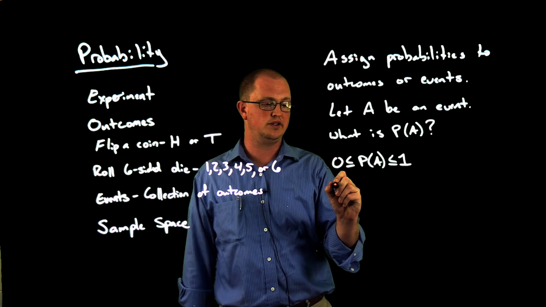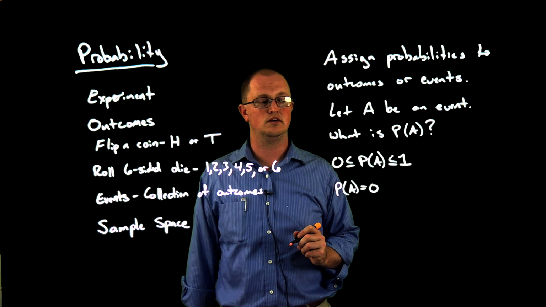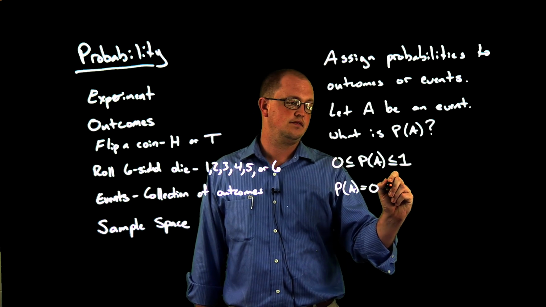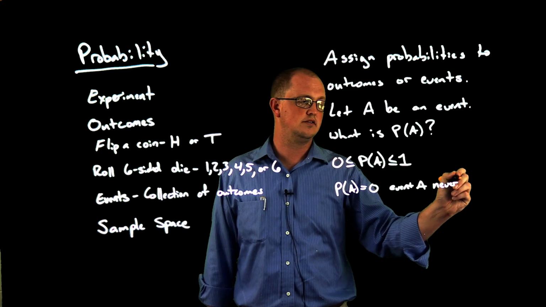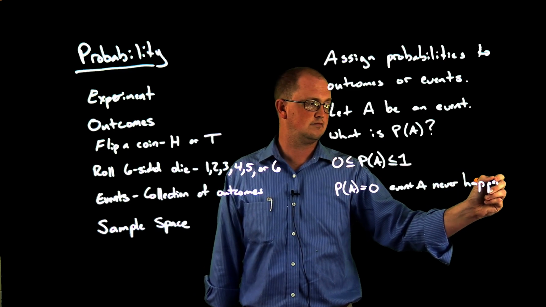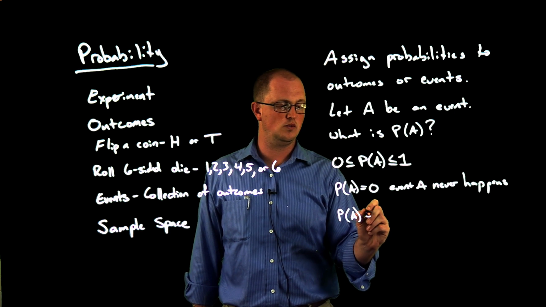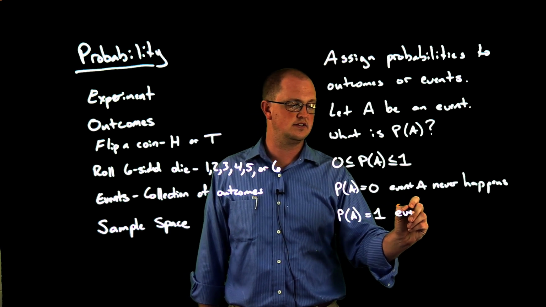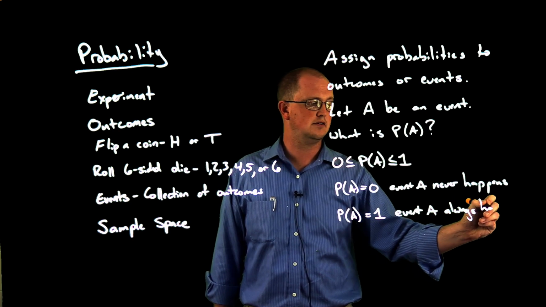Where a probability of 0 means that event A never happens. Where the probability of A being 1 means that the event A always happens.